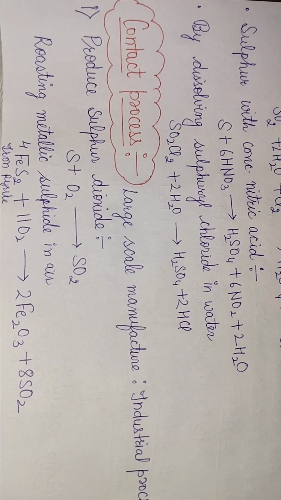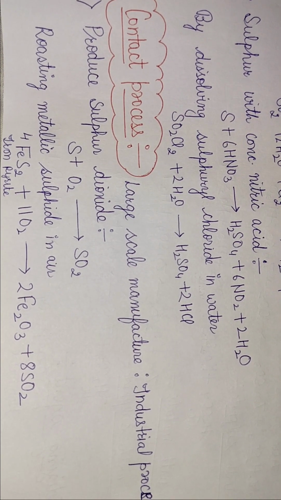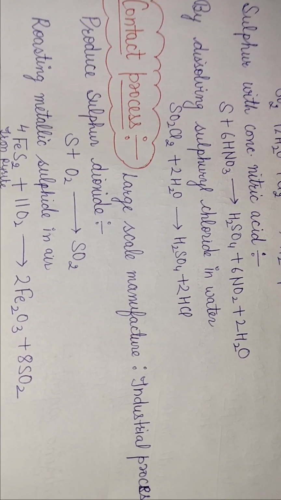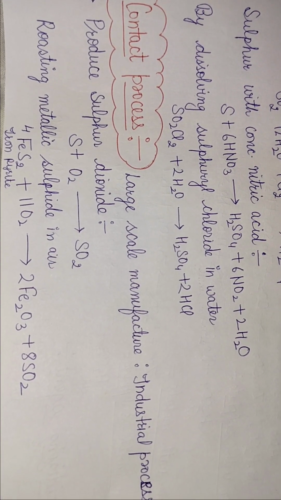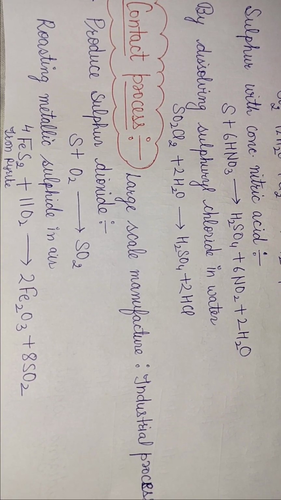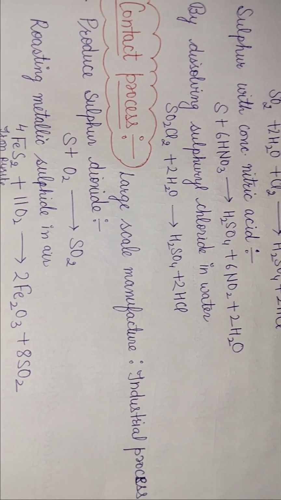Okay, so firstly we have to produce sulfur dioxide. We can combine oxygen with sulfur and it will lead to the formation of sulfur dioxide, or we can roast metallic sulfide in air. Like iron pyrite, if oxidized, it will lead to the formation of sulfur dioxide.